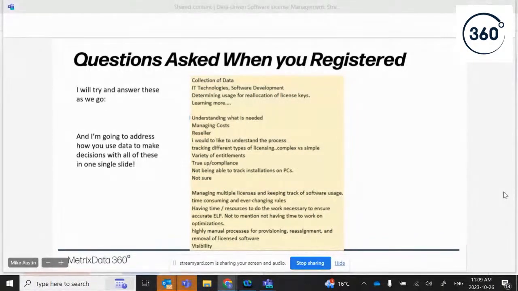Not being able to track installations on PCs. So back into that data visibility. I love the "not sure," right? Not sure what, because, where do you start with this stuff, right? Again, if you look here, you can see the themes, right?